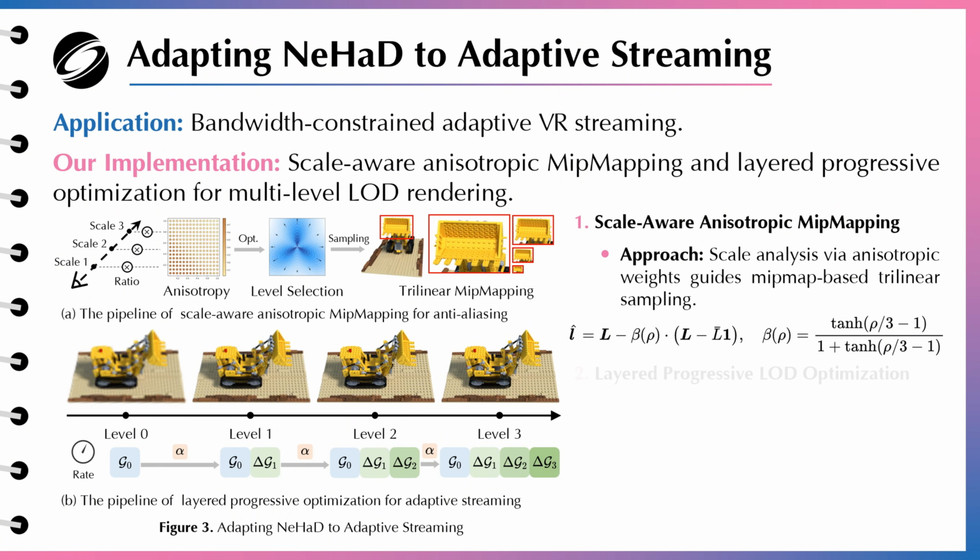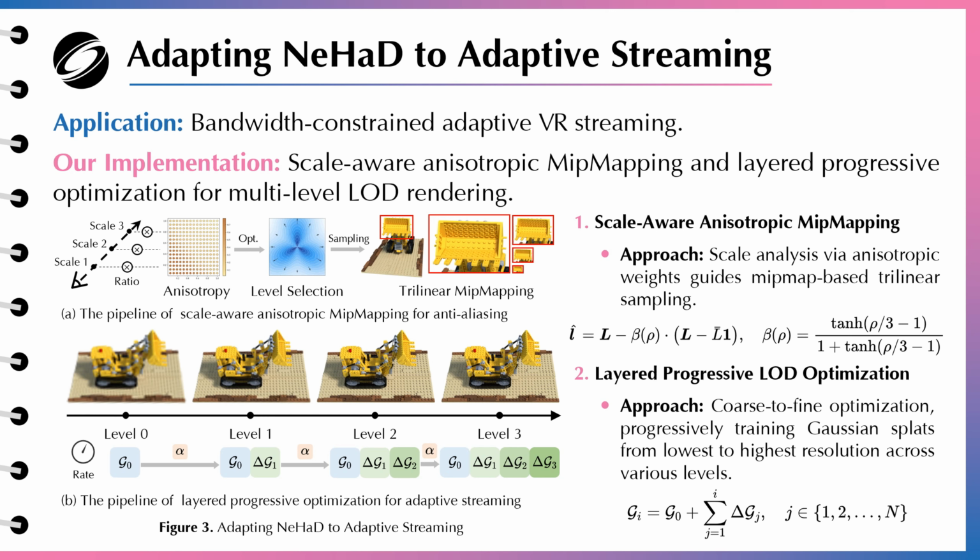For layered progressive level of detail optimization, training proceeds progressively across different LOD levels, from lower to higher resolution, with Gaussian residuals obtained adaptively based on opacity to enhance the ground Gaussian at level 0 in a layered manner, to increase detail at higher rendering rates.